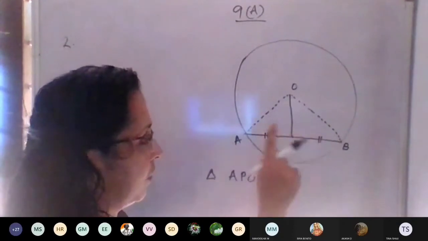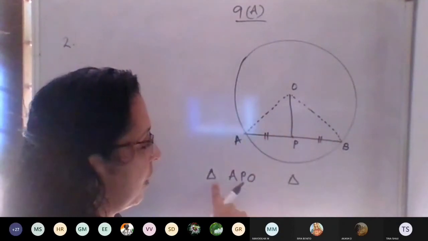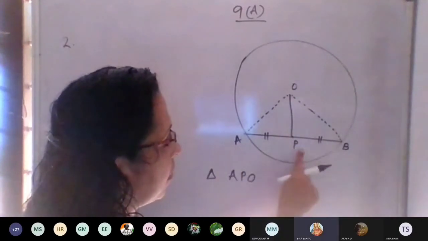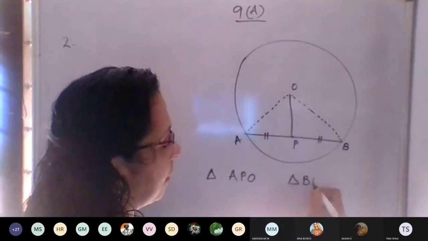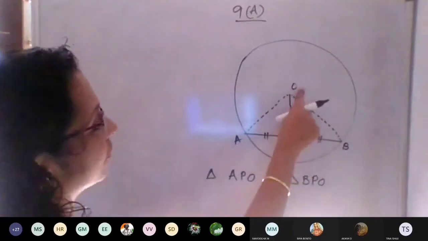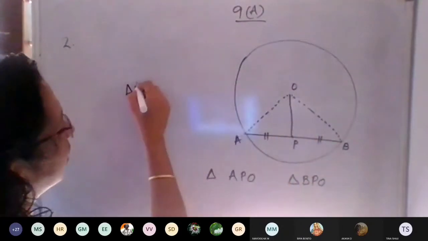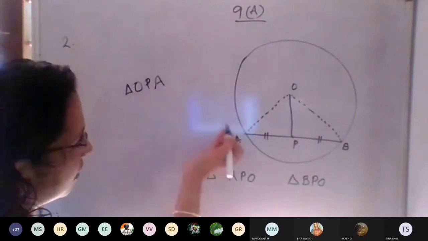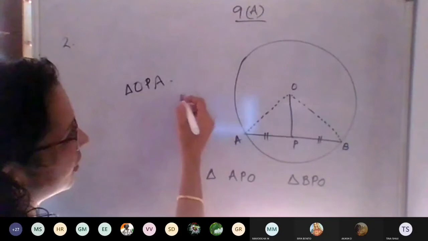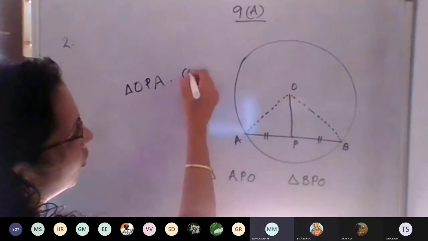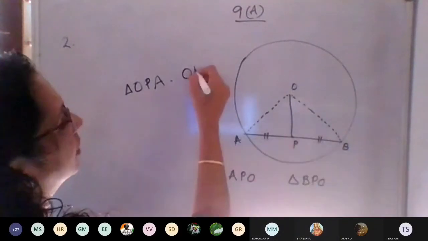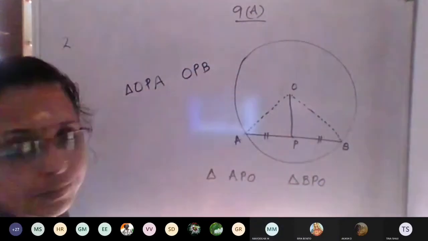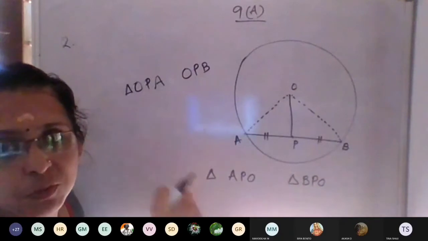So where do we have to start? If you are writing APO, you have to write BPO. Suppose if you are writing from O, that also you can write triangle OPA. If you are writing OPA, we have to consider OPB. Understood? PB. The same way you have to take. That order should be the same.